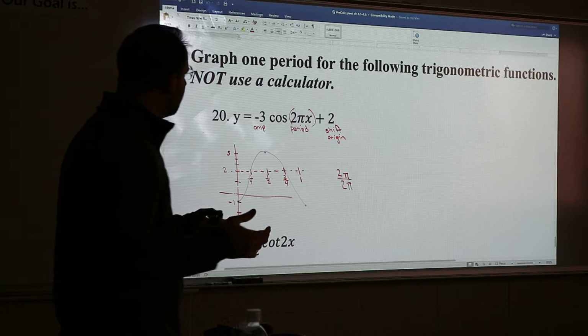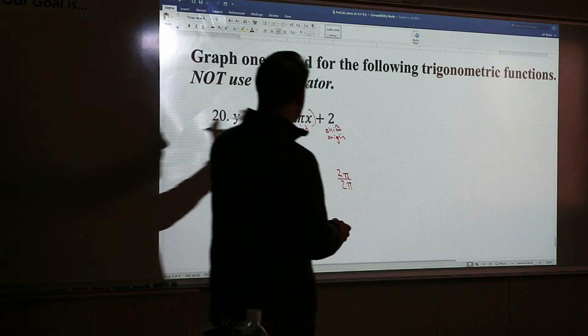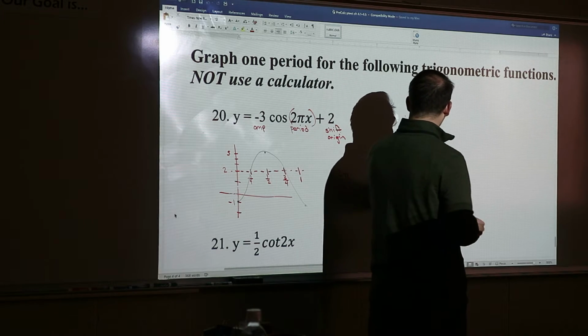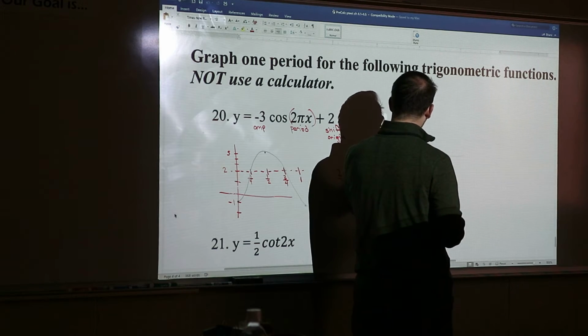If it was sine, let's say it was the same problem with sine. Sine would be shifted up 2.